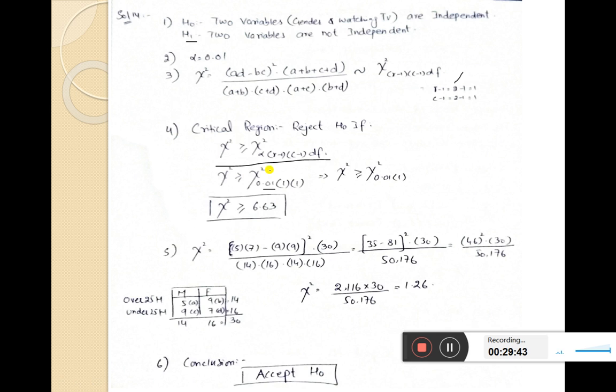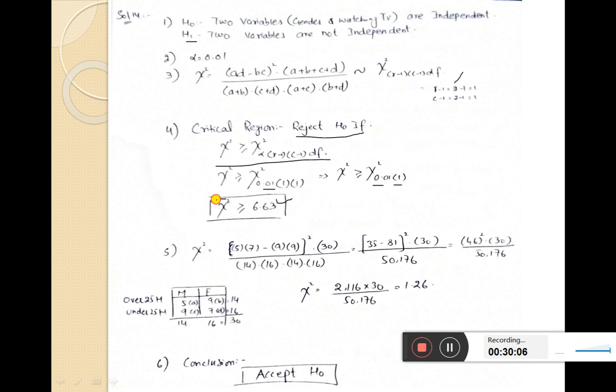Now 2 minus 1, 1 column minus 1, 2 minus 1 again is 1. Now 1 into 1 that is 1. Now from the chi square table, find the value at 0.01. You will get the value 6.63. Now what I am saying is, I will reject H naught if my chi calculated is greater than or equal to 6.63.